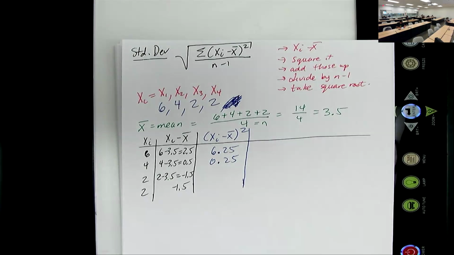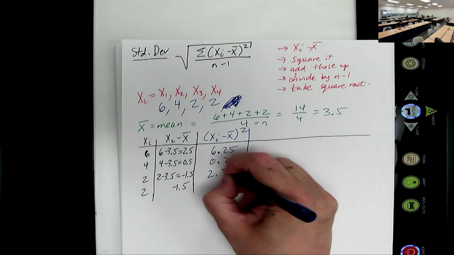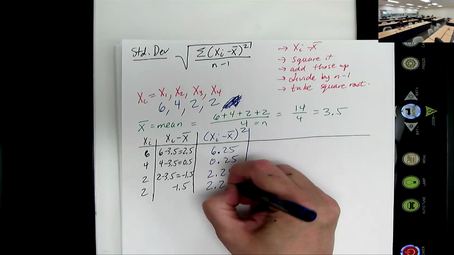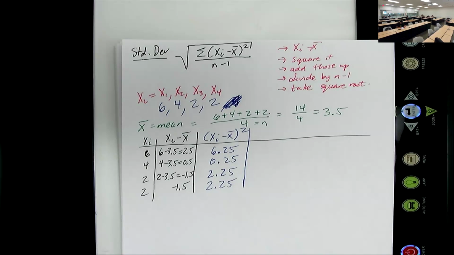And conveniently, when I square negative 1.5, it ends up being positive. And that's why we square it. That's why they square it and then they take the square root. It gets rid of minus signs, basically. So we can just look at how the change is being affected.